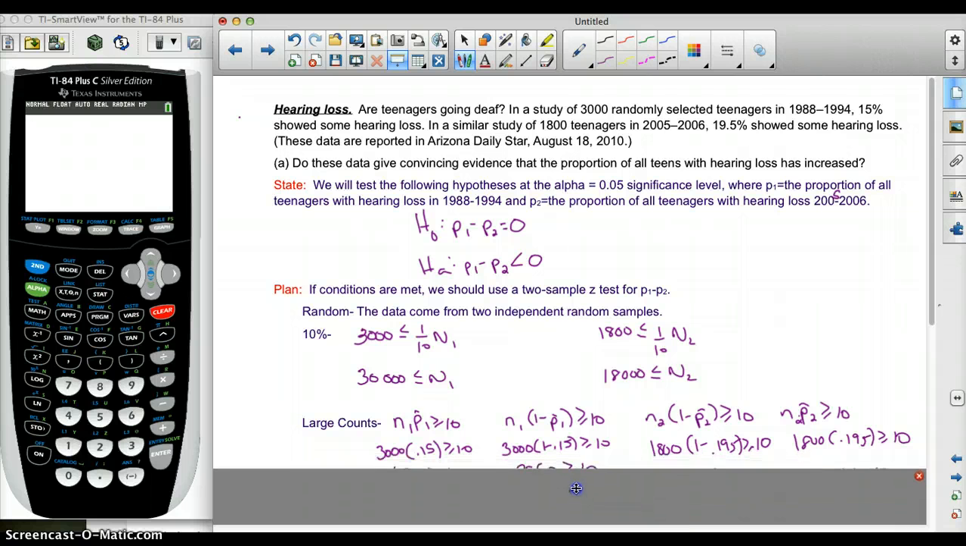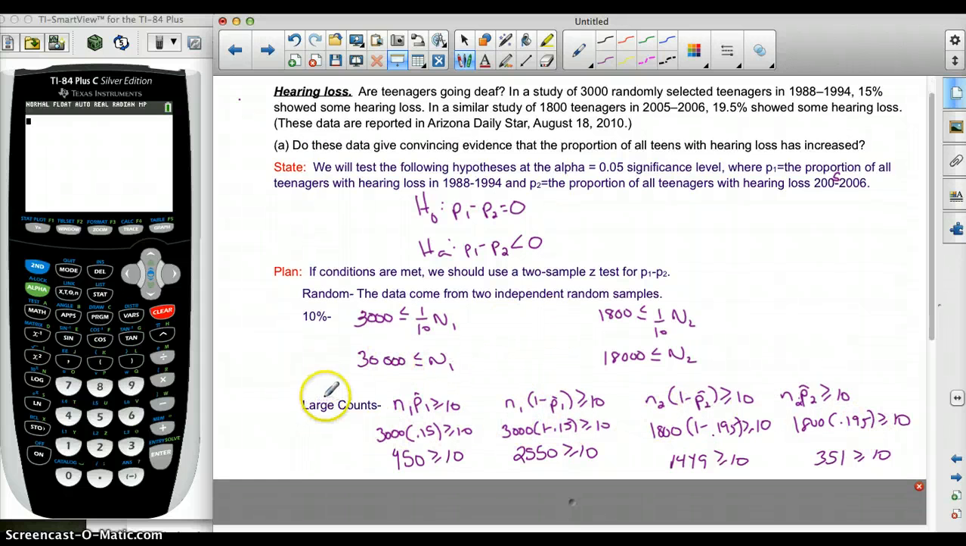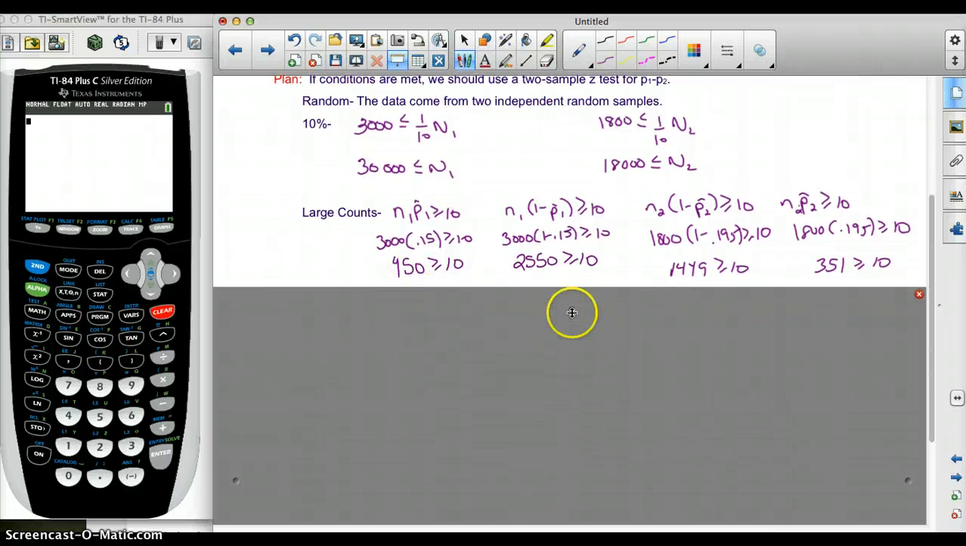Okay, you have to do your large counts, which, remember, you have to do your successes times your sample size. So we end up doing 3,000 times 0.15, and 3,000 times 1 minus 0.15, and 1,800 times 0.195, and 1,800 times 1 minus 0.195. All of those end up being true, so we've now met the large counts condition.